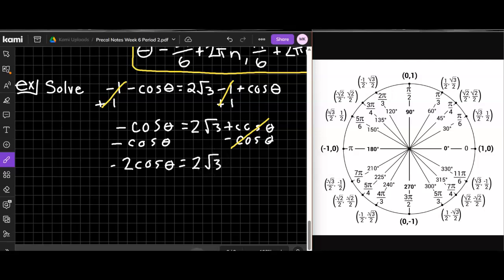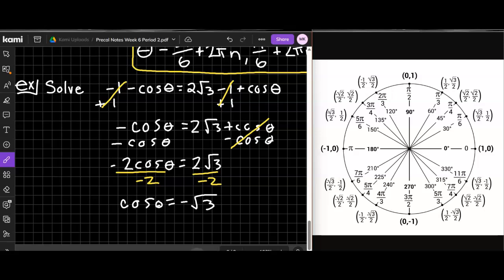So what do we do from here? Well, we identify our operations. What's happening between negative 2 and cosine is multiplication. What undoes multiplication is division. So we're going to divide by negative 2 on both sides, meaning that our value of cosine of theta needs to be equal to negative square root of 3.